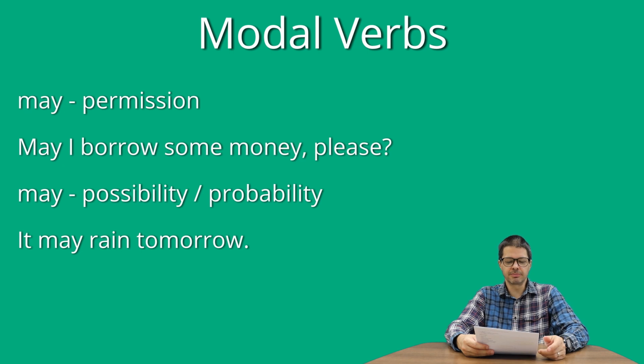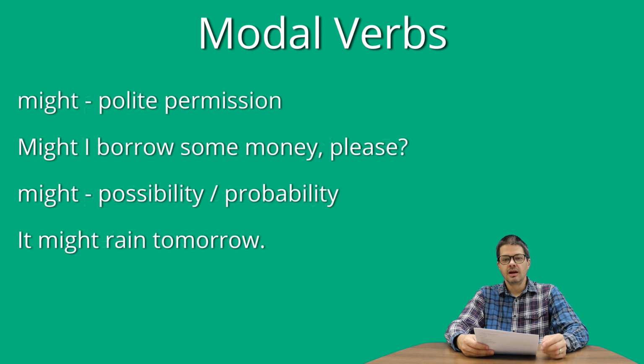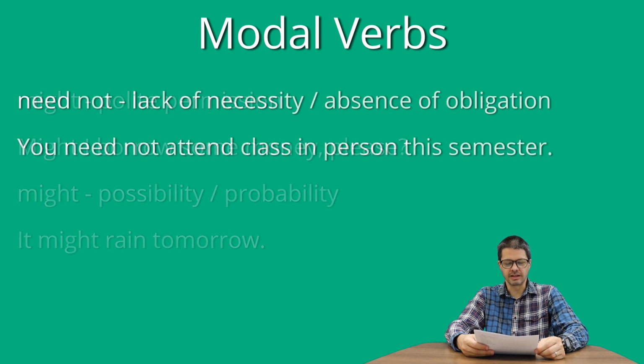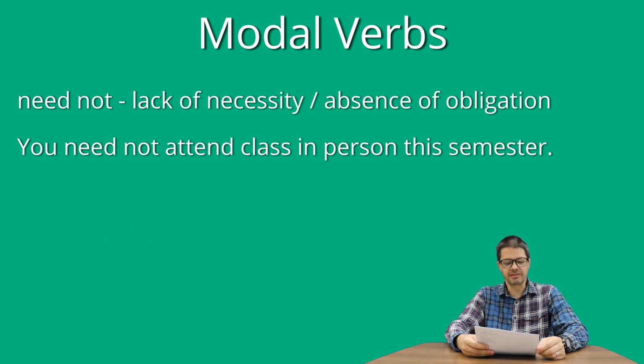May we use for permission in a very, very polite way. May I borrow some money, please? Or to show possibility and probability. It may rain tomorrow. Might is the most polite way to ask permission for something. Might I borrow some money, please? It's super polite. Also, possibility and probability. It might rain tomorrow. All right. Need not shows a lack of necessity or an absence of obligation. You need not attend class in person this semester.